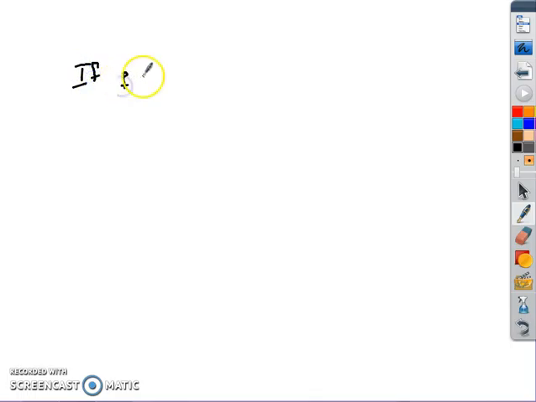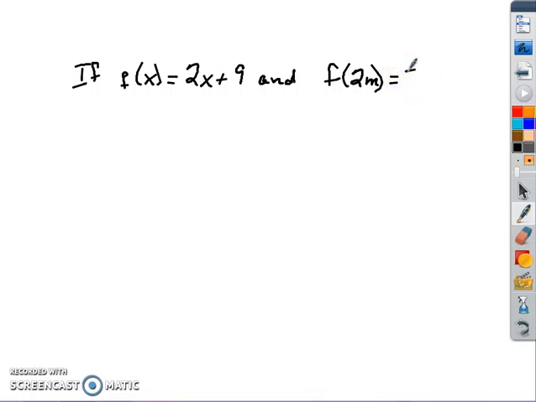if f of x is equal to 2x plus 9, and f of 2m equals 33, then the question is, what does m equal?